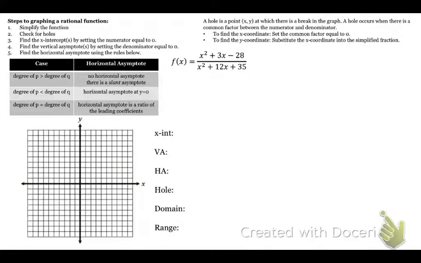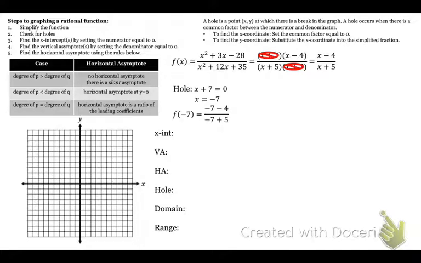This one, x squared plus 3x minus 28 over x squared plus 12x plus 35. So that top is x plus 7, x minus 4 over x plus 5, x plus 7. So we have a hole here at x equals negative 7. Plug it into that simplified version. So you have negative 7 minus 4 over negative 7 plus 5, which is negative 11 over negative 2, which is 11 over 2. So we have a hole at negative 7 and 11/2, or 5.5. You could just write 5.5. So then that hole is right there.